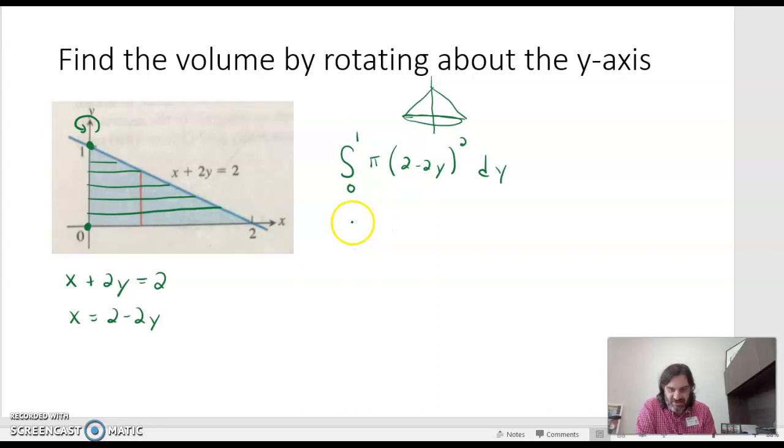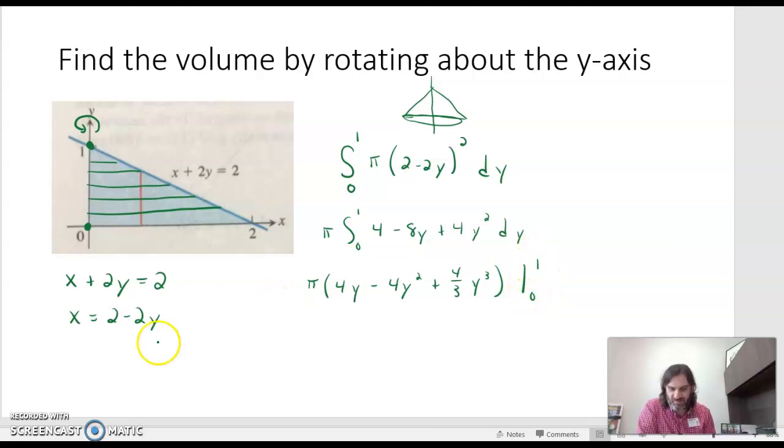So in this case we still need to FOIL. I'm going to pull the pi out front. So 4 minus 8y plus 4y squared. That's the squaring, the FOIL, but we still have to integrate. So pi out front would be 4y minus 4y squared plus 4/3 y cubed, and that'll be from 0 to 1. So when we let y equal 1, we get pi times 4 minus 4 plus 4/3.